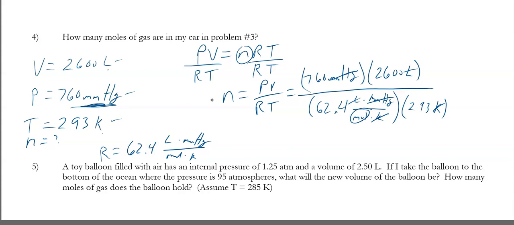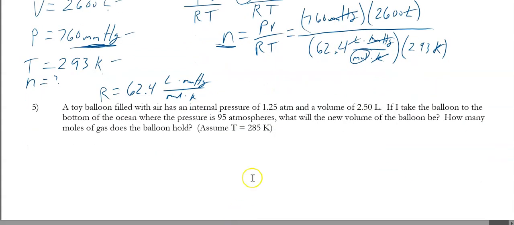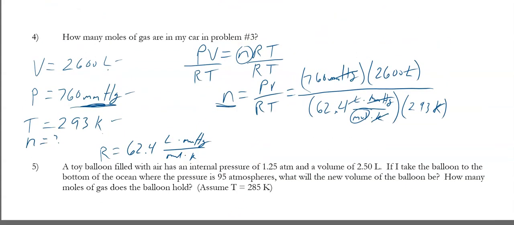I'm left with moles, and I'm looking for moles, and so that's good. We're going to go ahead and plug this into the equation. And when you solve for this, that should be an N. I can erase that. N is 108 moles of gas.